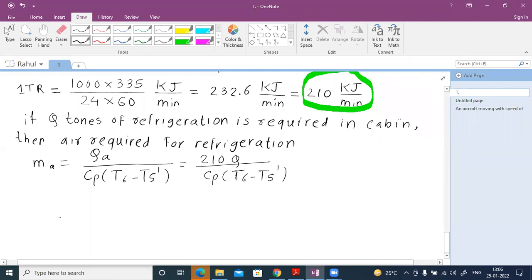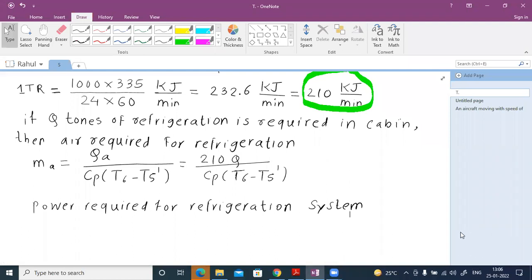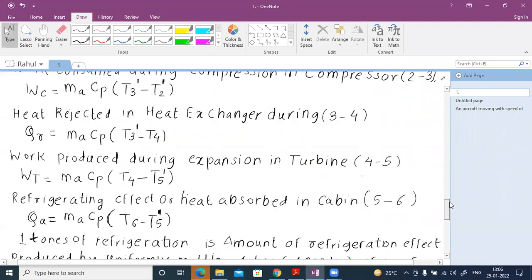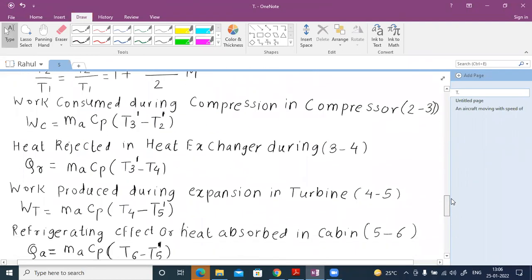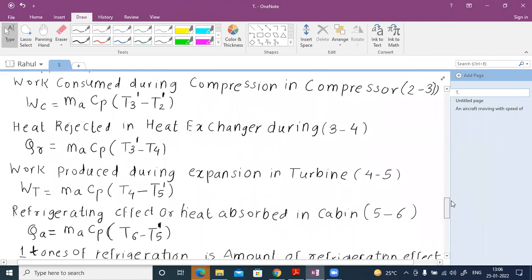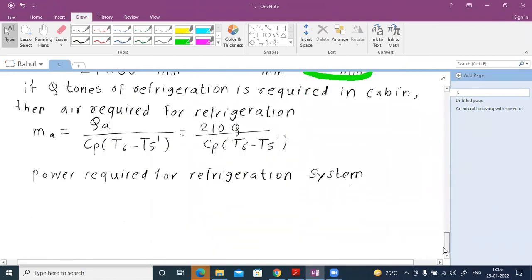Now only two terms are remaining. I will go through them quickly. I need to calculate the power required for the refrigeration system. Power is obviously required in the form of the compressor. So for the compressor, how much work is consumed? ma into Cp into T3 dash minus T2 dash. You can see that.